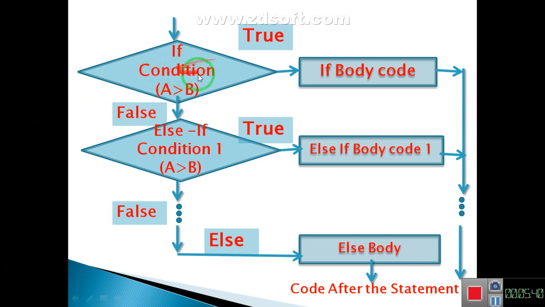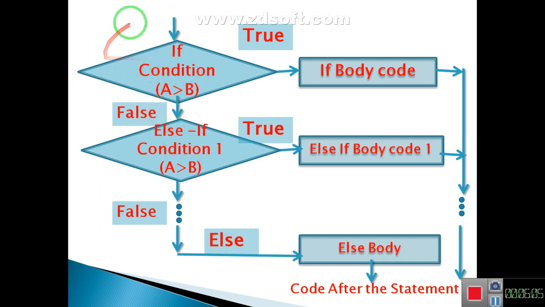In case this particular condition fails, then it goes for the second condition, called the else if. So the if else ladder contains only one if statement, and at the last only one else statement. In the middle, there are a number of else if conditions.